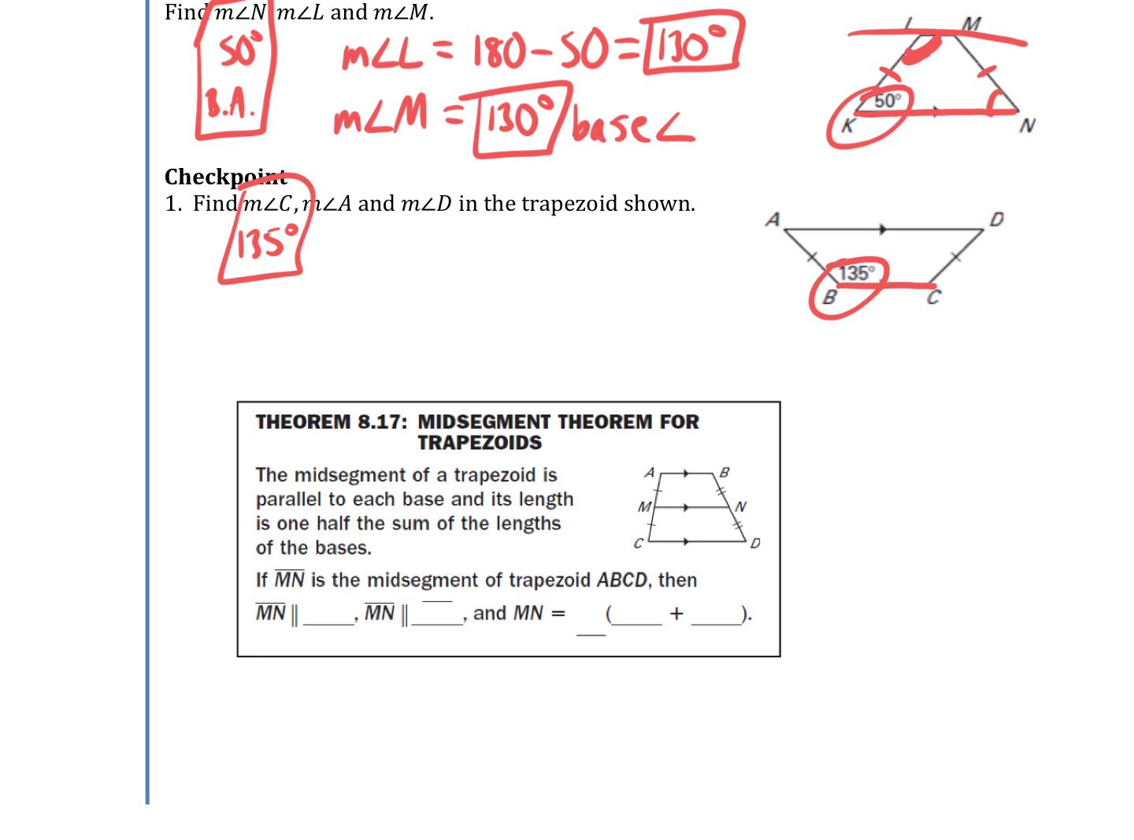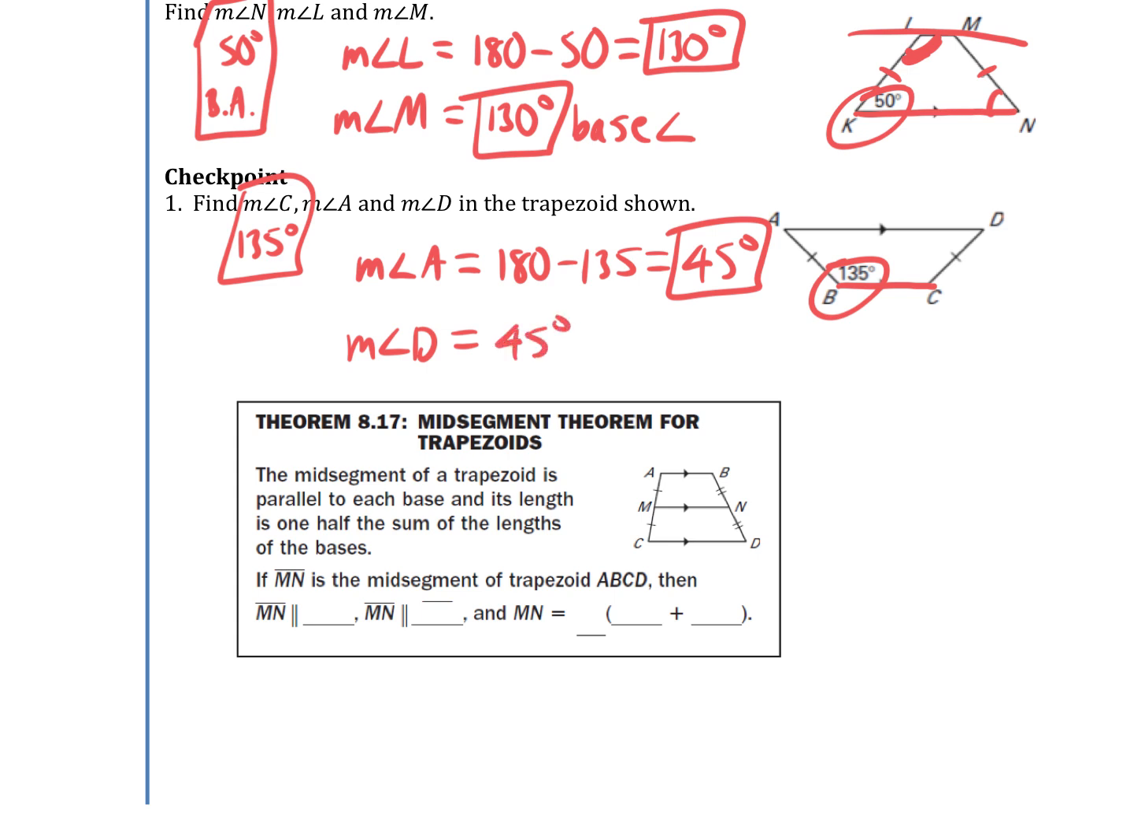That's the base angle. If we want to find measure of angle A, what we need to do is 180 minus 135, which equals 45 degrees. Okay, so this is 45 degrees. And which one's also going to be 45 degrees? Well, measure of angle D is, because that's another base angle that matches with measure of angle A. All right, sounds good. There we go.